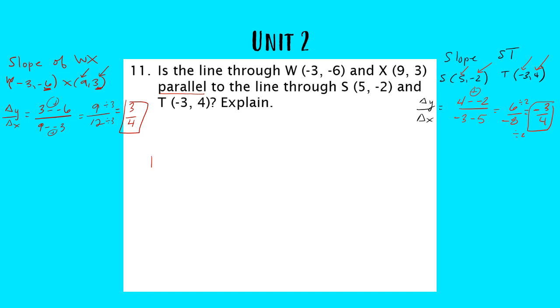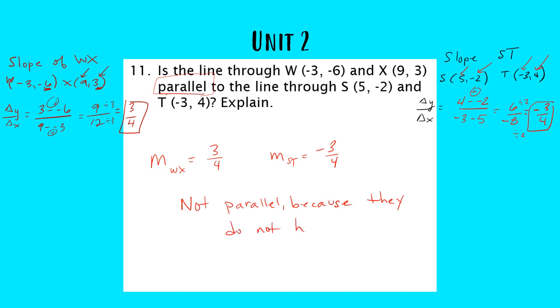So what I ended up with is the slope of WX is a positive 3/4, and the slope of ST was a negative 3/4. The question asks if they are parallel to each other, and my answer would be no, they are not parallel, because if they're parallel, they must have the same slopes. So I am going to say not parallel, because they do not have equal slopes.